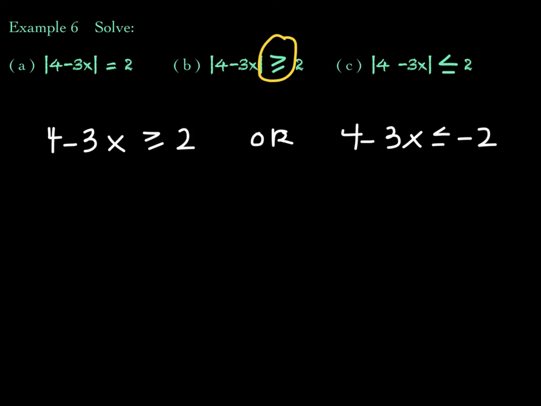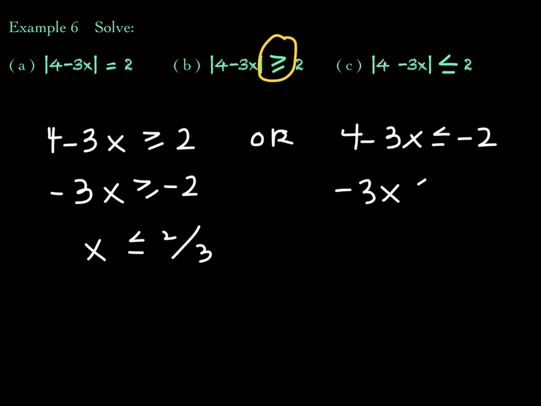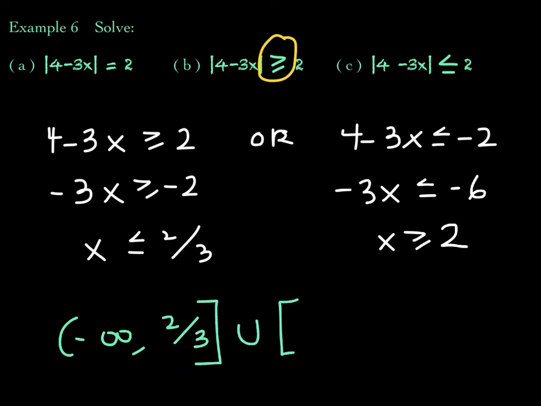Now you just solve this inequality: subtract 4 from both sides, divide both sides by -3. You have to switch the inequality symbol whenever you divide by a negative. So I have x is less than or equal to 2/3. And then over here, subtract 4 and then divide by -3, and you get x is greater than or equal to 2. So in interval notation, our solution will be negative infinity all the way to 2/3, bracket, union, bracket at 2, and then positive infinity. This says include all of the numbers that are greater than or equal to 2, and this says include any number that is less than or equal to 2/3.